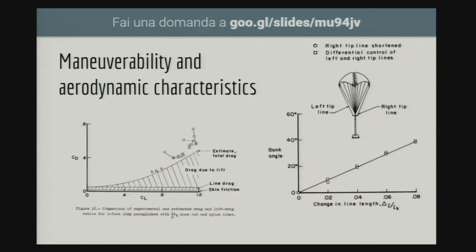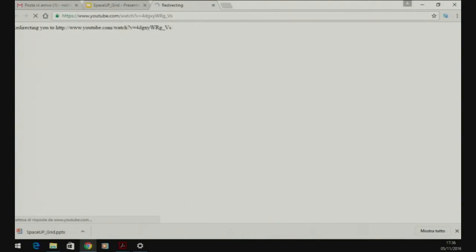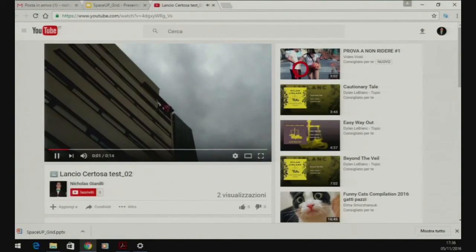Here you can see a very different graph, which gives me information about these things. It's better if you ask me later. And now we can see a brief video. Okay, I made a mistake.